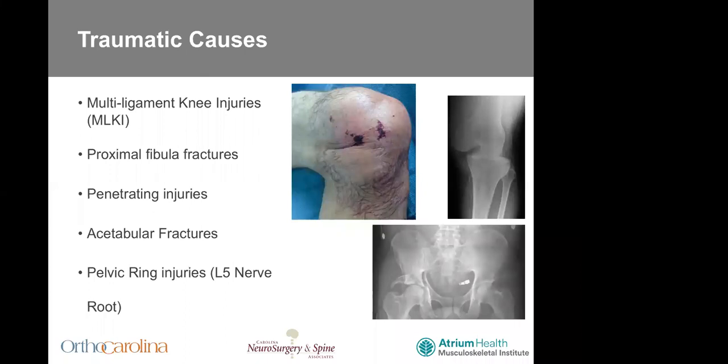Most commonly, these are associated with injuries that involve the posterior lateral corner of the knee. Additionally, proximal fibula fractures can be associated with these injuries due to its close proximity to the common peroneal nerve.